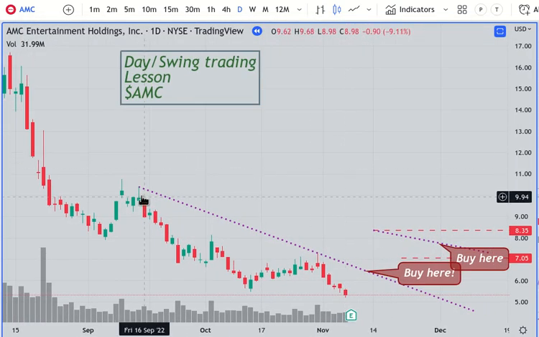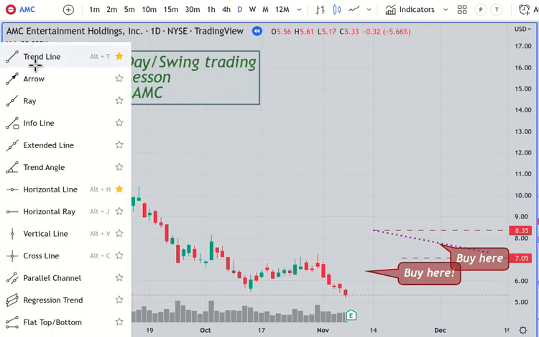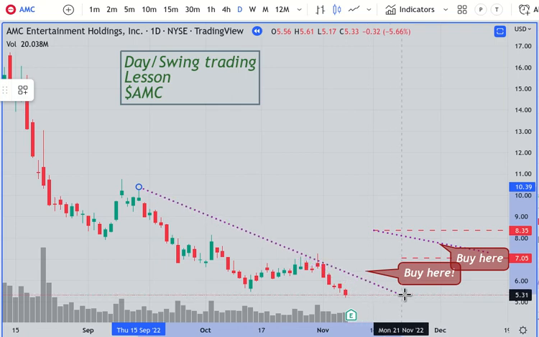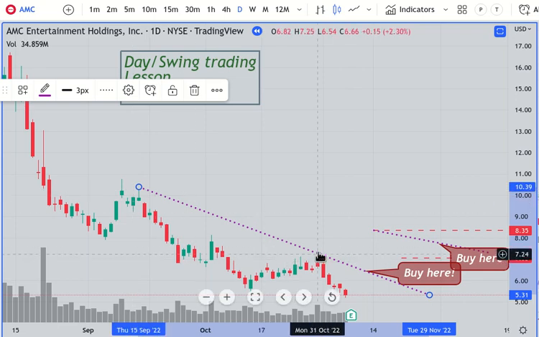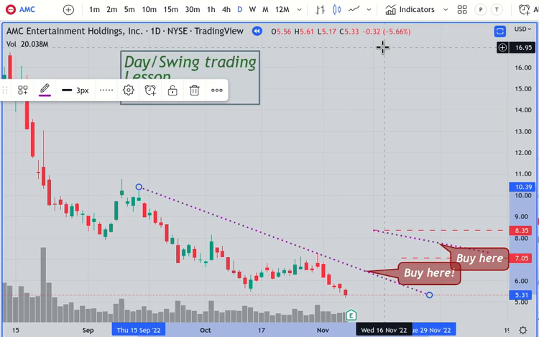Well, look at this. These are two tops. You can tell from the shape of the candles. You draw a line between these two tops, and the trend line should not be too steep. It should be from 30 to 45 degrees. So as you can see here, I draw a trend line between the two top points, and I'm gonna wait until this trend line is broken. Then I'm gonna go into the stock.